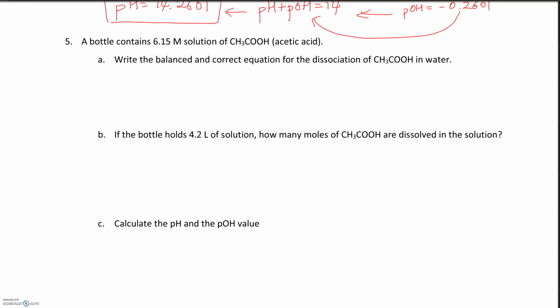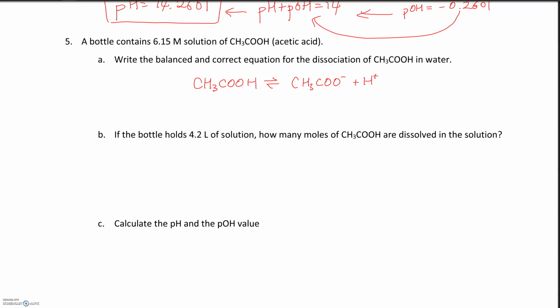So let's do this real quick. We understand that acetic acid comes from the ion of a hydrogen ion and an acetate ion. So let's write this out. CH3COOH, which is the acid. We use the double-headed arrow, and it's going to dissociate into CH3COO with a -1 charge and a +1 charge for the hydrogen ion.